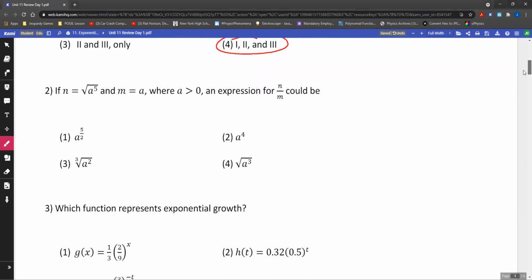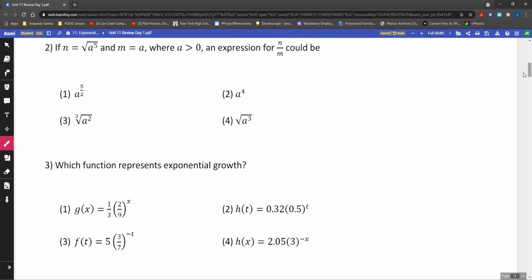Going down to here, number 2, they give us these two equations, n equals the square root of a to the 5th and m equals a. They want to figure out what n over m is. So I just actually plug in a to the 5th over a. I want to rewrite this as an exponent. So this square root means that the 5 has a divided by 2 in that exponent.